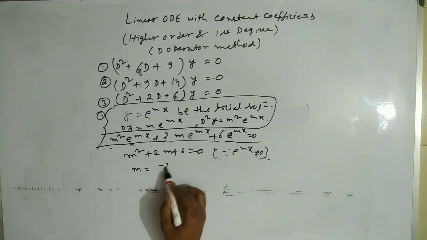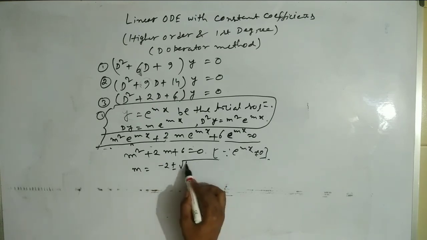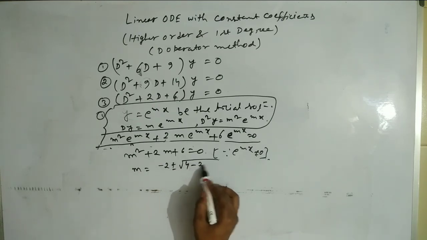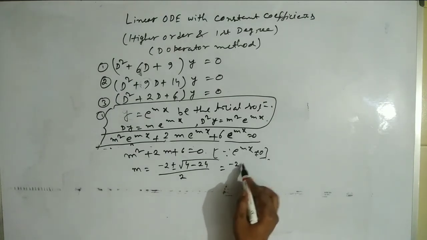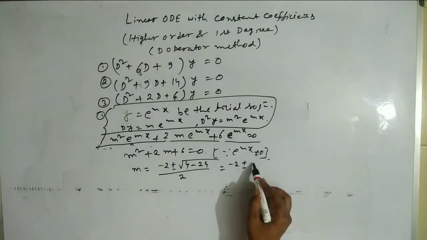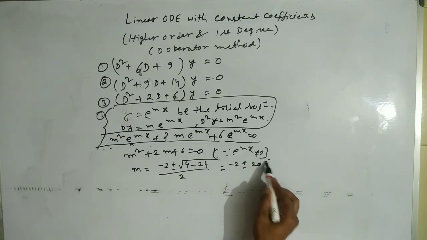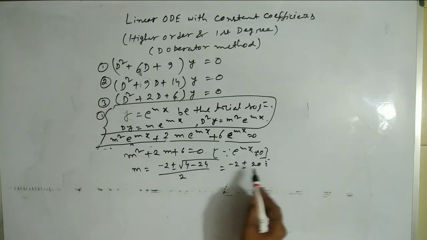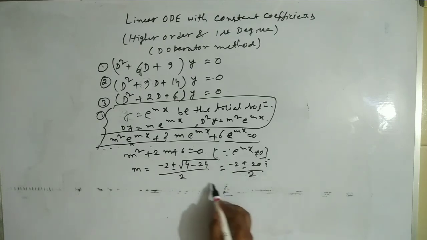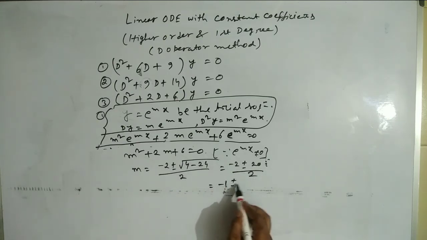So m equals minus b plus or minus root over b square minus 4ac, by 2a. So this will be minus 2 plus or minus root of minus 20, because 4 minus 24 will be minus 20. So root over minus 20 is root 20 i, by 2. And this is equal to minus 1 plus or minus root 5 i. So now we see that the roots of the auxiliary equation are complex.